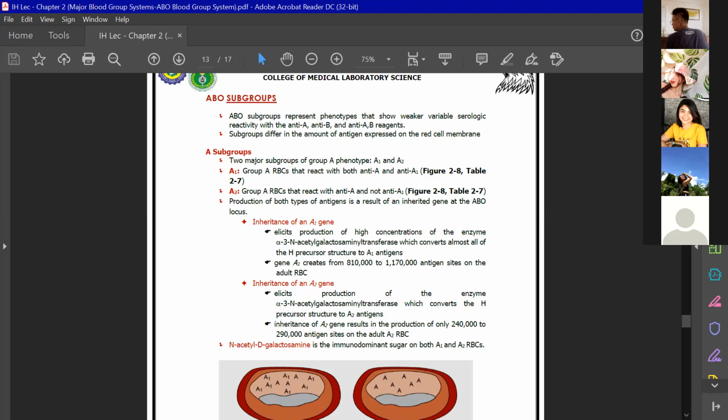Ma'am, so ma-identify ko ba natin yung blood type kung itong mga saliva, tears, urine, ganun po yung gagamitin natin?